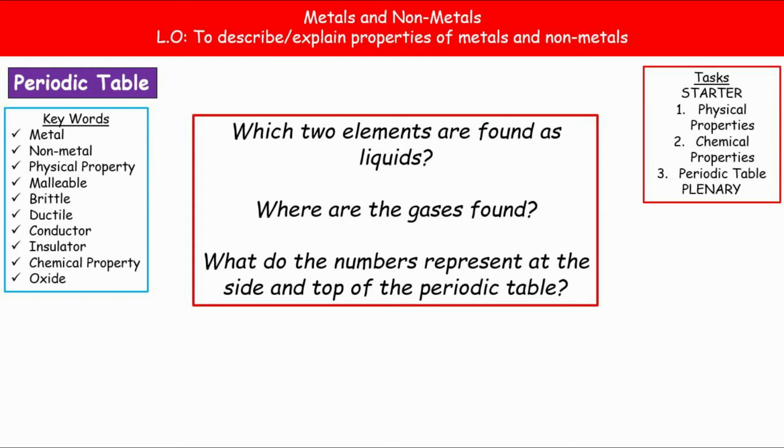Okay, next up we've got 3 more questions to have a go at answering. Which 2 elements are found as liquids, where are the gases found, and what do the numbers represent at the side and top of the periodic table? So a couple of minutes to answer those.